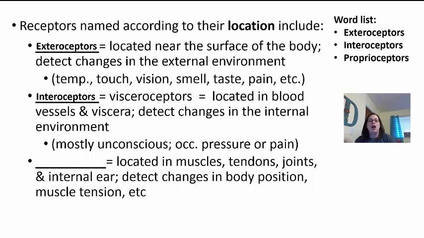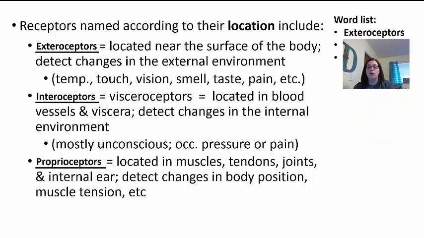On the other hand, these guys are located in muscles, tendons, joints, and the internal ear. They're going to detect changes in your body position, muscle tension, and they're actually going to help a lot of times with balance and posture. These are the proprioceptors, okay? So make sure that you know these based on the definition. These are based on location, where they're located.